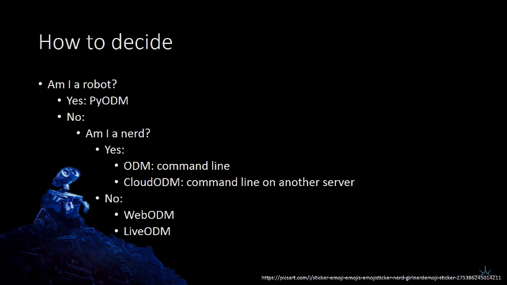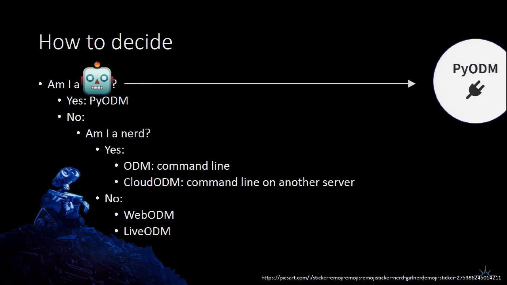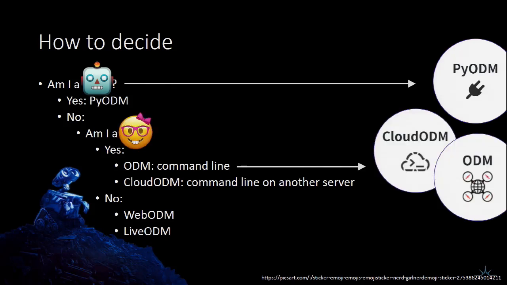And the first question in how to decide which one of these to use is, am I a robot? If you're a robot, you probably want to use PyODM. That's a nice Python API that you can interact with. This also might be something if you want to write a plugin for QGIS or ArcGIS to process imagery. PyODM would be the way you would do it.